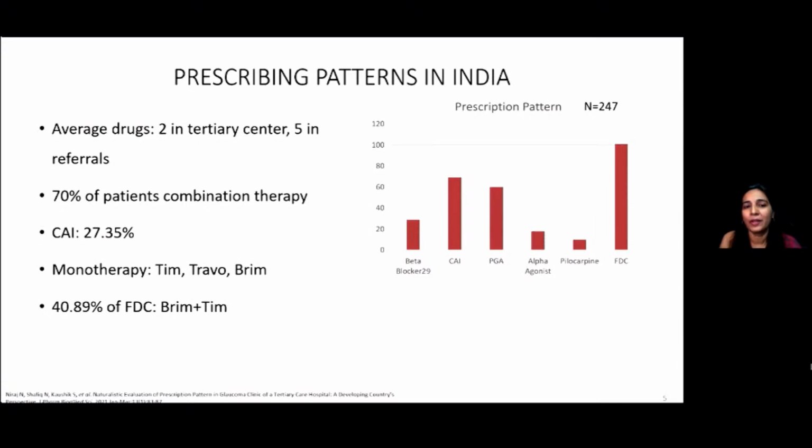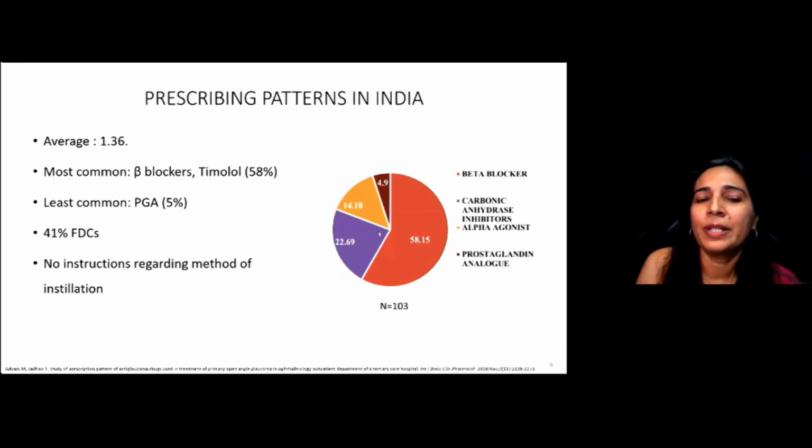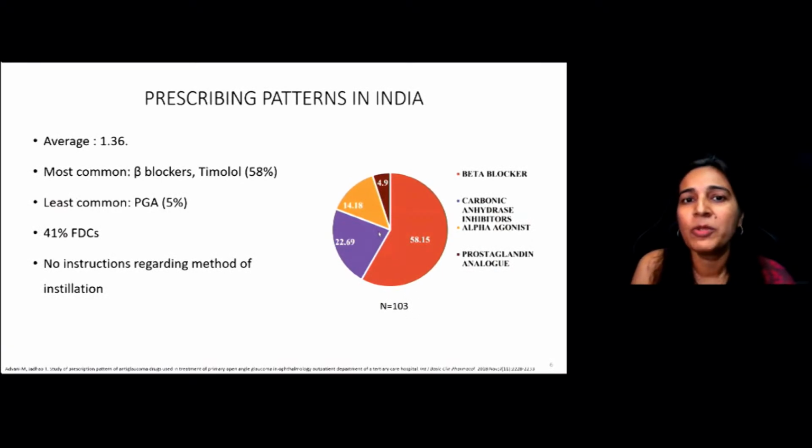40% of the patients were on FDCs, fixed drug combinations, and the most common FDC was brimonidine with timolol. An older study from Central India said that the average number of medications in their patient subgroup was 1.36. Once again, beta blockers ruled, timolol almost 60% of patients. The least common in this group also was prostaglandin analogs, with only 5% of the patients receiving PGAs, and again, 41% were on fixed dose combinations.